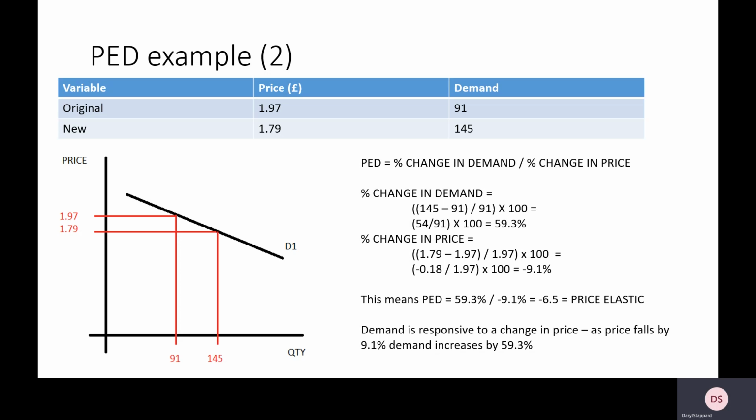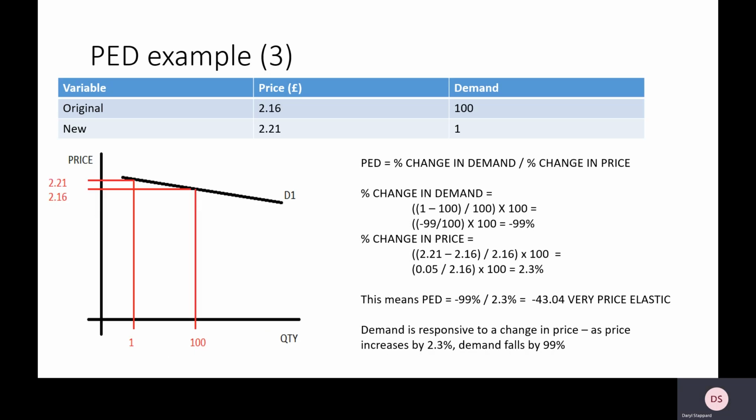Now, if we put those numbers into the PED formula, 59.3% divided by minus 9.1%, we get a score of minus 6.5. Anything between minus 1 and minus infinity would show price elastic.